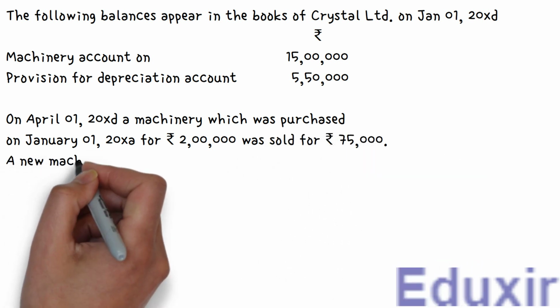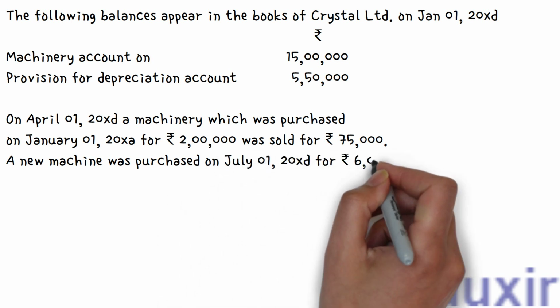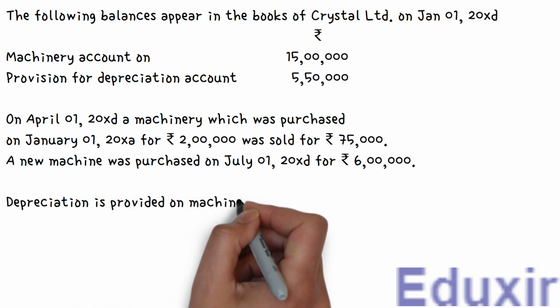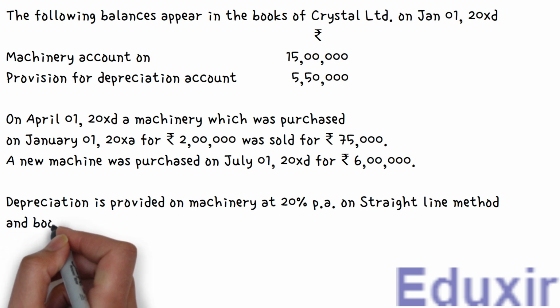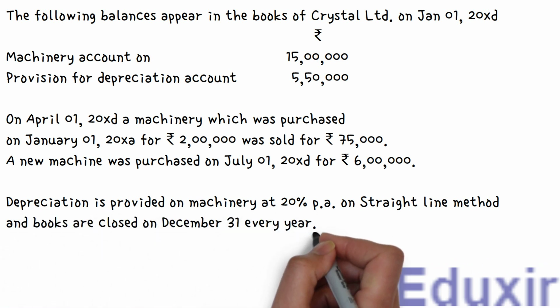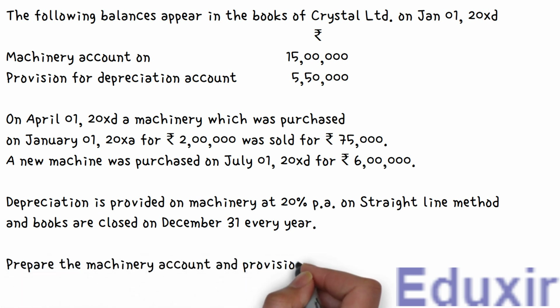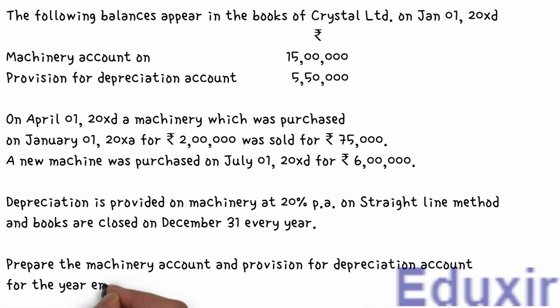A new machinery was purchased on July 1st, 2000 XD for 6 lakh rupees. Depreciation is provided on machinery at 20% per annum on straight line method, and books are closed on December 31st every year. Prepare the machinery account and provision for depreciation account for the year ending December 31st, 2000 XD.